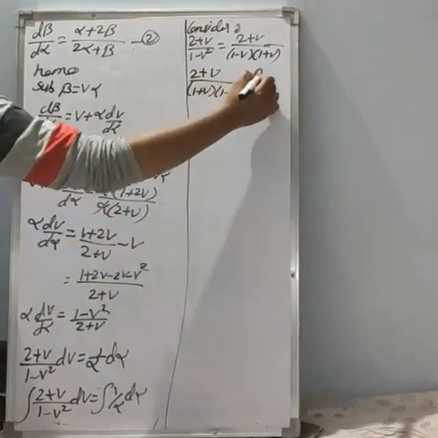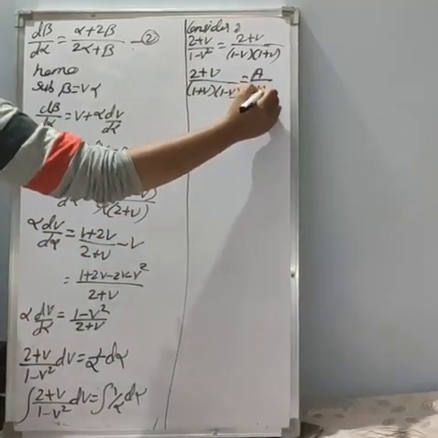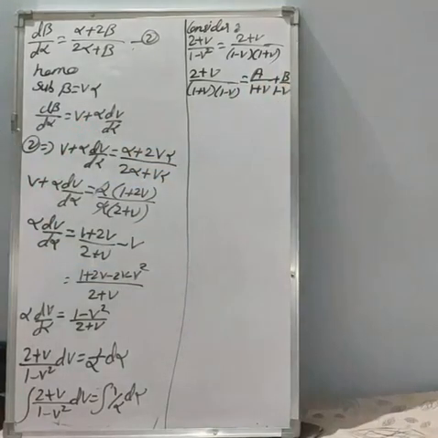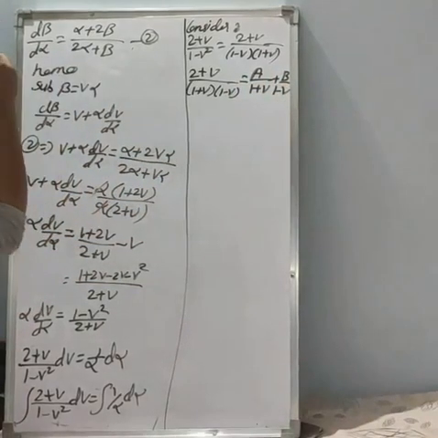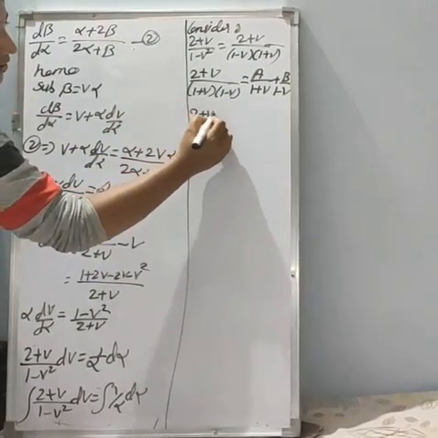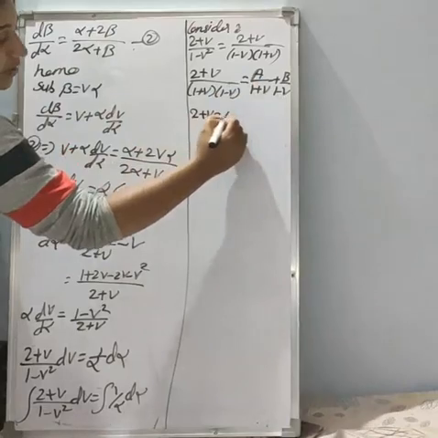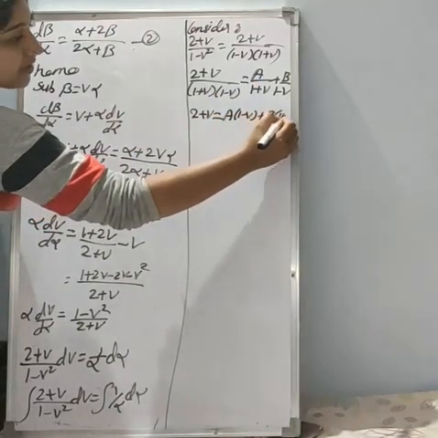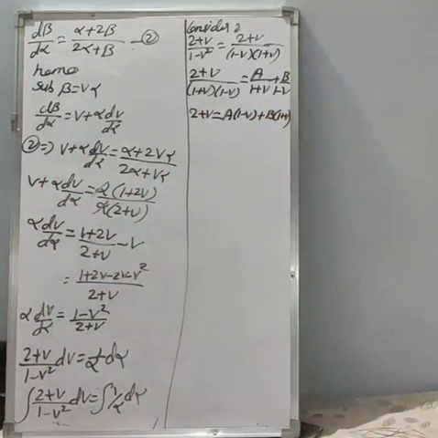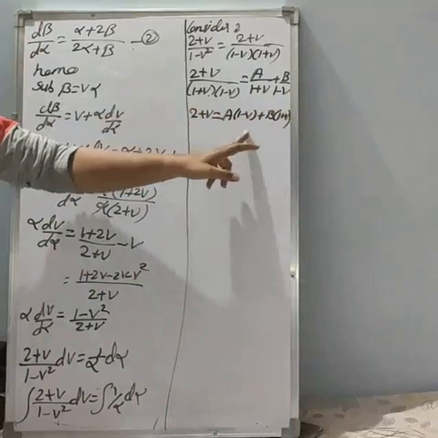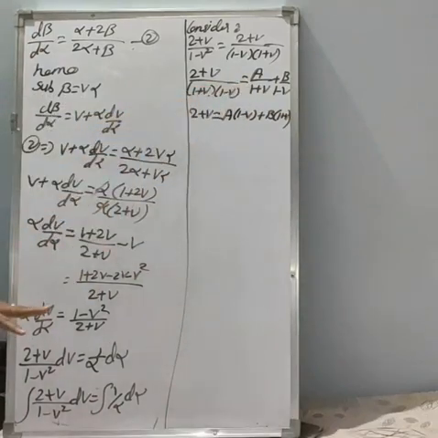Then we can write this in terms of a divided by 1 plus v plus b divided by 1 minus v. Okay, so you will get, I will write directly, 2 plus v is equal to a into this term. So a into 1 minus v plus b into 1 plus v. A into 1 minus v by cross multiplication, because we are taking LCM. Here if you take LCM, you will get this term. Then this denominator gets cancelled on both sides. Now we want the value of a and b.